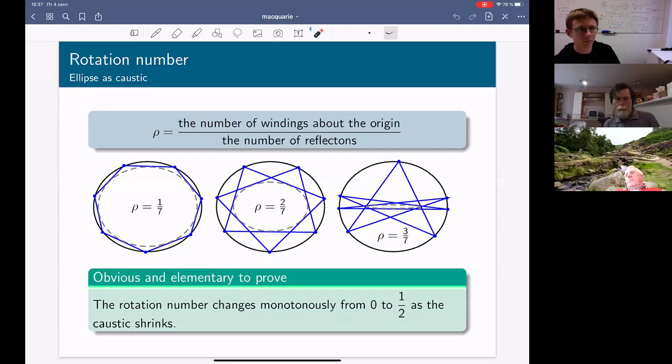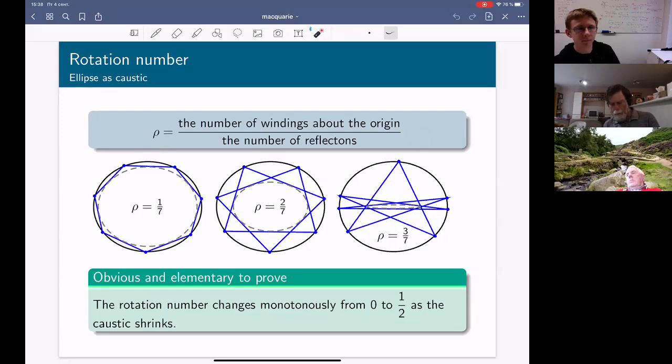the period is not enough. The rotation number is the number of windings about the origin divided by the number of reflections. And in fact, the rotation number also has a sense for non-periodic trajectories, because along some initial finite part of a non-periodic trajectory, we can calculate the number of windings made in that initial part, divided by the number of reflections, and the limit as the length of the trajectory goes to infinity will be the rotation number.